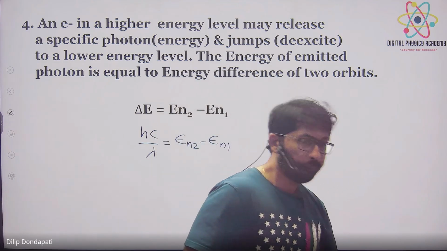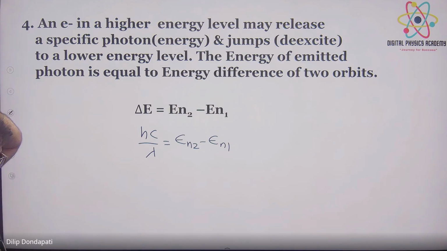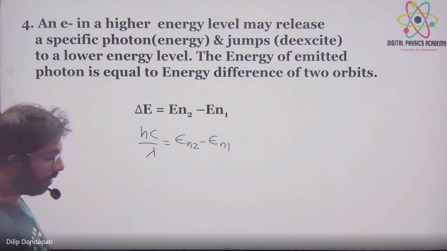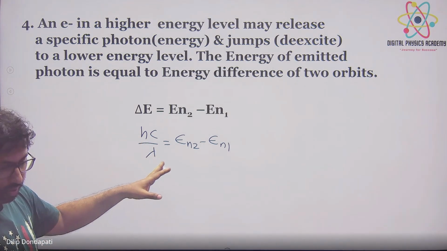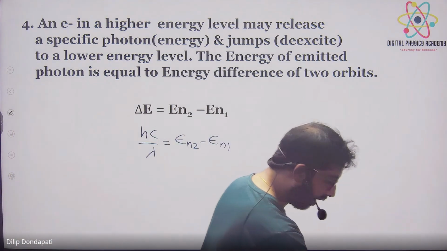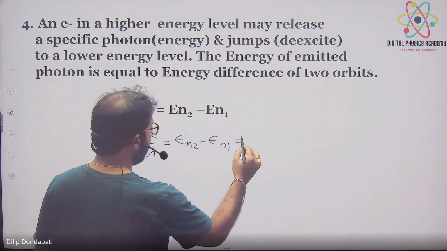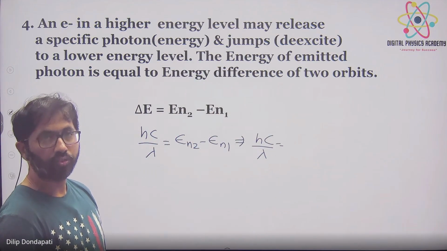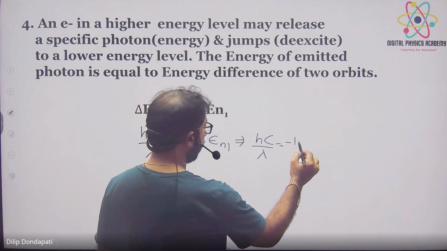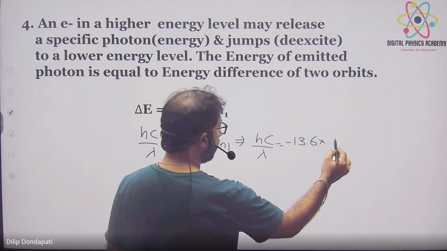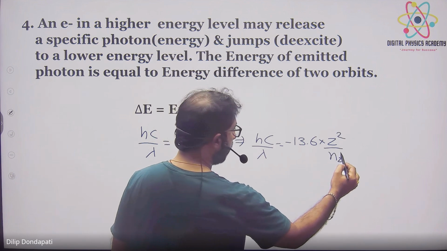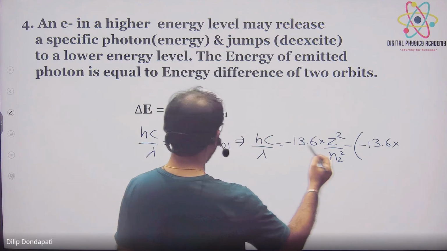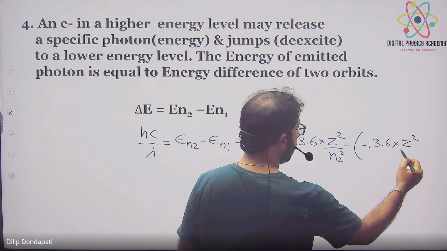Okay, look, we will simplify this and get an answer. We know the values: the h value, the c value, and the energy levels, higher energy level minus lower energy level. You tell me, what is the formula for energy? The total energy formula is: En2 for the higher energy level, minus 13.6 into z square by n2 square, minus, minus 13.6 into z square by n1 square.